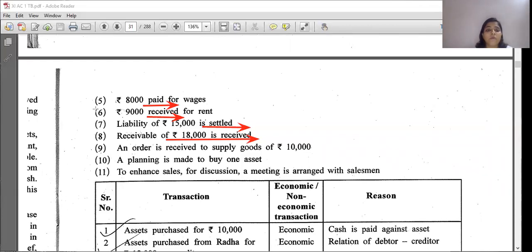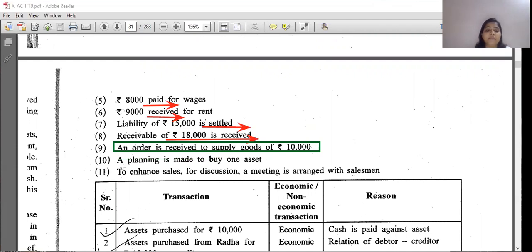An order is received to supply goods of 10,000. Hence, we had just received an order. We had not supplied the goods. When we supply, at that time it will be an economic transaction. But here, receiving the order is just a non-economic transaction.